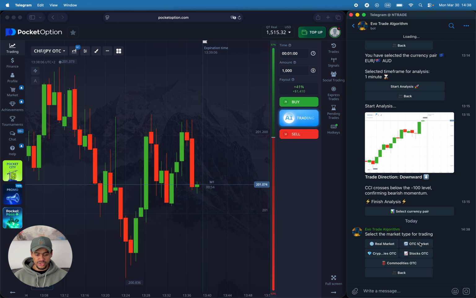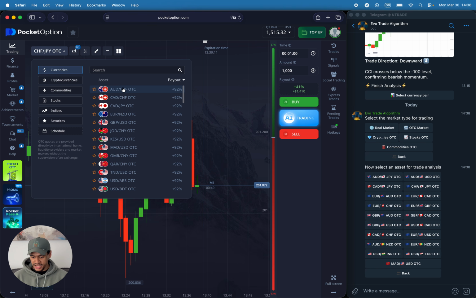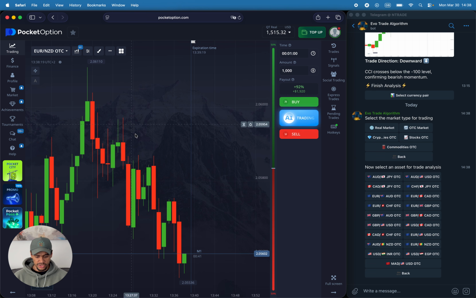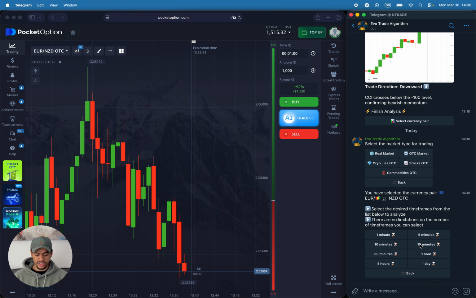And we select OTC market and let's get something more lucrative this time with better payout than we had. And we have quite a few of those. Let's see if we have any of these. We're going to start with Euro New Zealand dollar. I always get good results with Euro New Zealand dollar. So let's find it. There it is. We select the asset that we like. We select the market that we like.